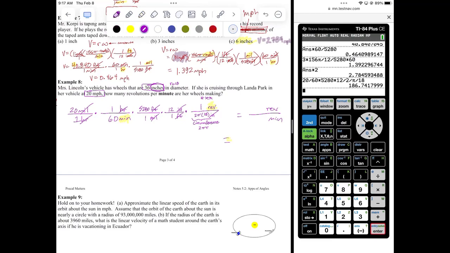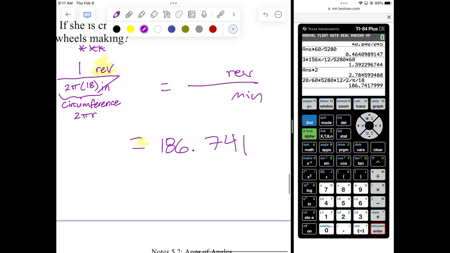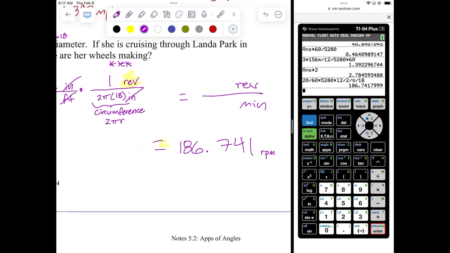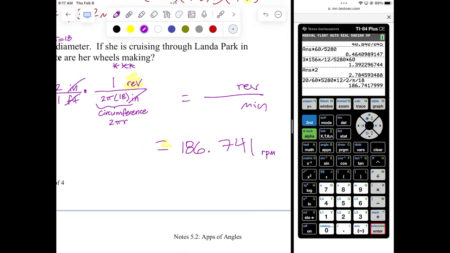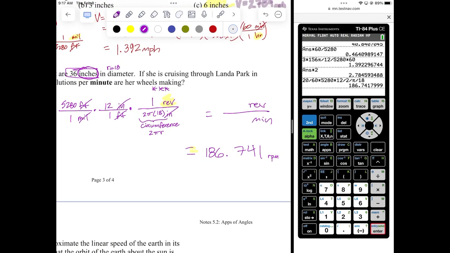All right, so at the end, this is 186.741. I like to truncate. And then, of course, we stylize revolutions per minute as well as RPMs. Your automobile has a tachometer in it probably that measures engine rotation, and it's your RPMs. Okay, usually times 1,000.